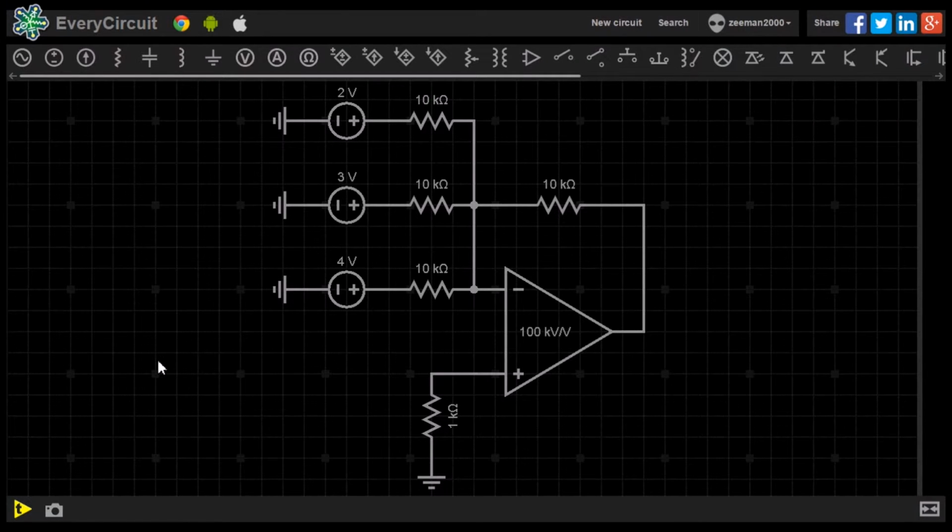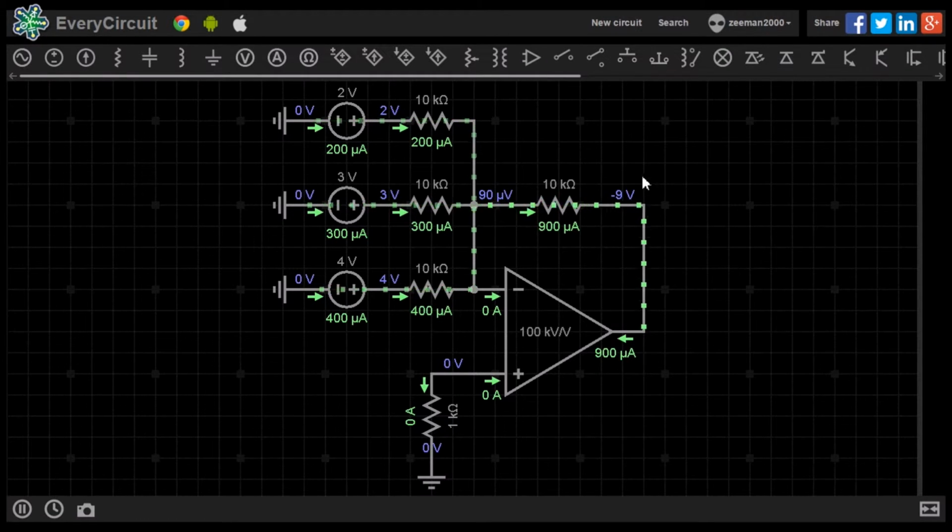Here we have the circuit set up in the simulator with the three DC input voltages set at 2, 3 and 4 volts. When we play the simulation, we can see the output is negative 9 volts as we predicted with the formula. The circuit has taken the sum of all the input values and outputted them, but the output is a negative figure as the amplifier inverts the input.